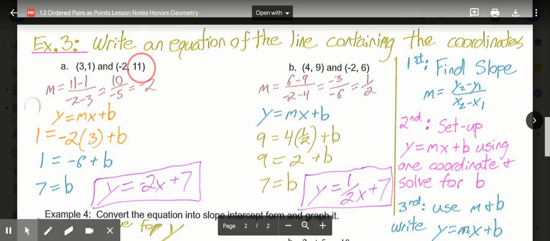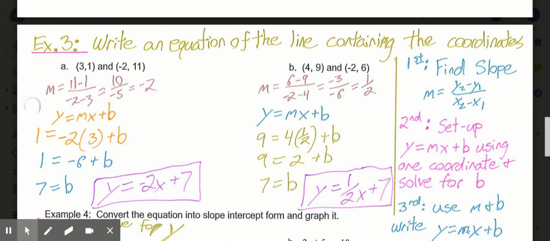So our y coordinates, 11 and 1, go on top, 11 minus 1, and our x coordinates, negative 2 and 3, go on bottom, negative 2 minus 3. So then we end up with 10 over negative 5. 10 divided by negative 5 gives me a slope of negative 2. So my slope is negative 2, or negative 2 over 1.